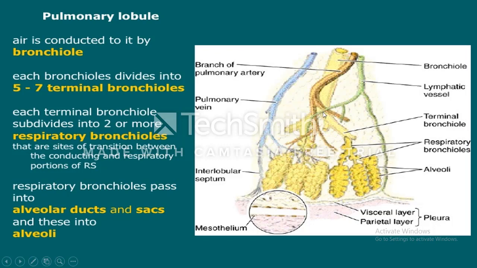And go to the terminal bronchiole. Terminal bronchiole has cuboidal cells, and between the cuboidal cells there are Clara cells. This Clara cell is a very sensitive cell. This cell secretes surfactant and helps the bronchiole stay open for air transfer. Okay.